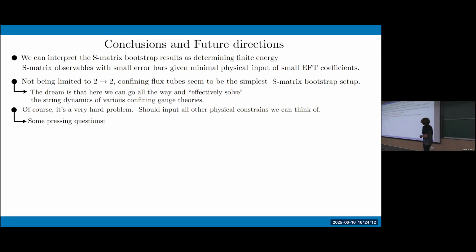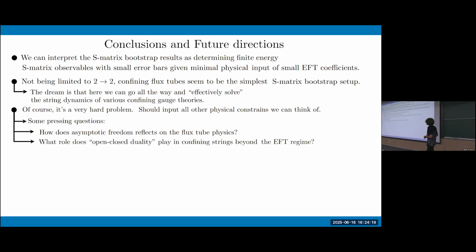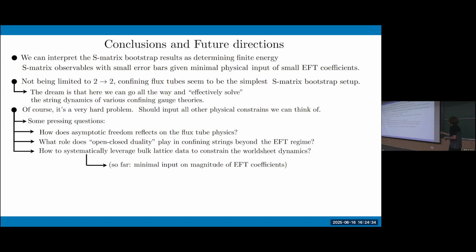So here are some pressing questions that I'm mostly interested in. How does asymptotic freedom reflect on the physics of flux tubes? What role does open-closed duality play in these confining strings beyond the EFT regime? And how to systematically leverage the large amount of bulk lattice data we have to constrain the worldsheet dynamics? Since so far, we only imposed the magnitude of the leading EFT coefficients, which proved to be a very powerful input.